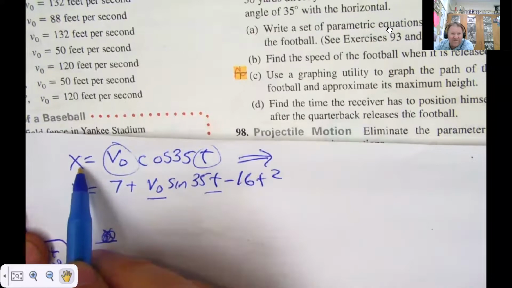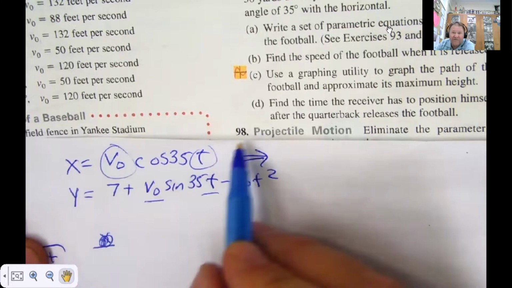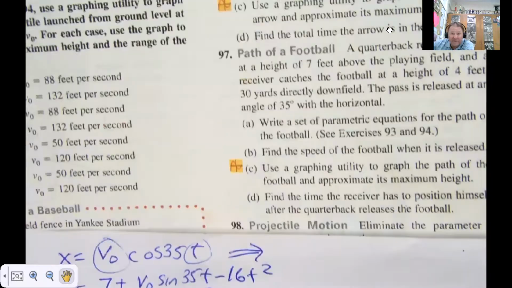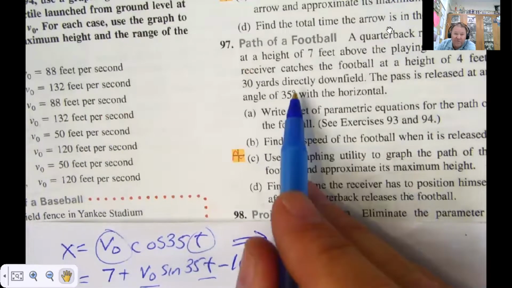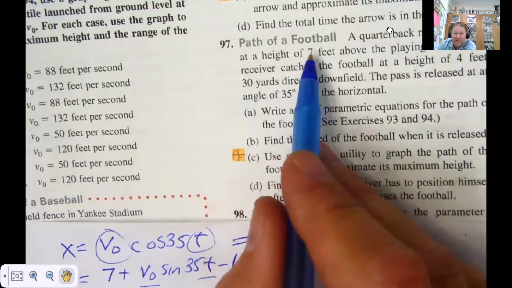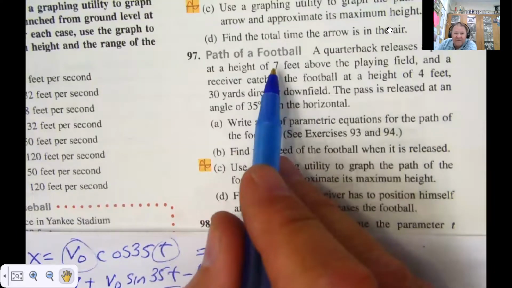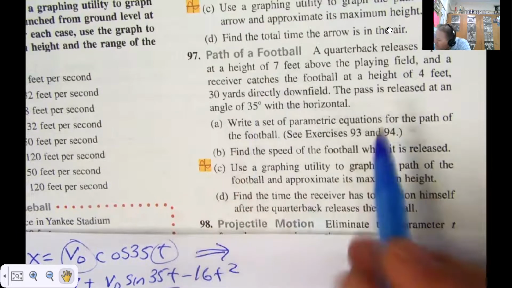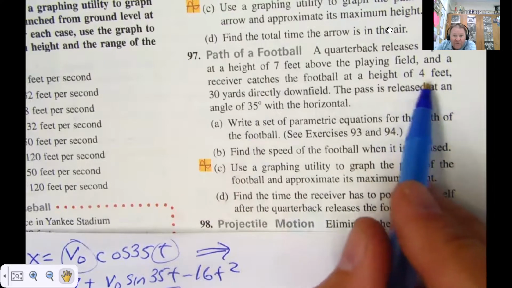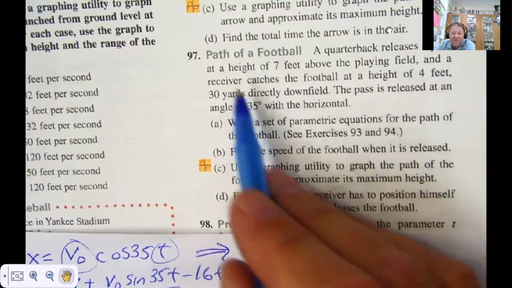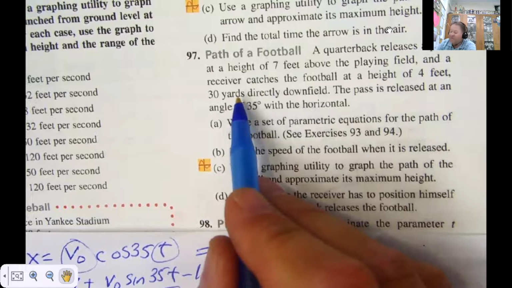So x represents how far down the field the ball has gone. It says it's gone 30 yards down the field, which is 90 feet. We've got to be careful, again, keeping units the same, because it's 7 feet above the ground and it's 4 feet above the ground. So let's keep everything in feet. So 30 yards represents 90 feet.